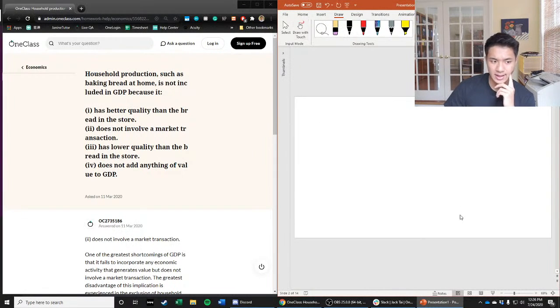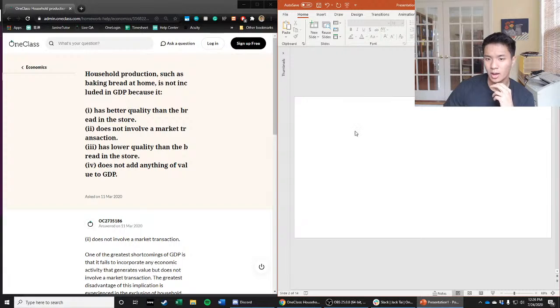Next question says that household production, such as baking bread at home, is not included in GDP because it, 1, has better quality than the bread in the store, 2, does not involve a market transaction, 3, has lower quality than the bread in the store, or 4, does not add anything of value to GDP.